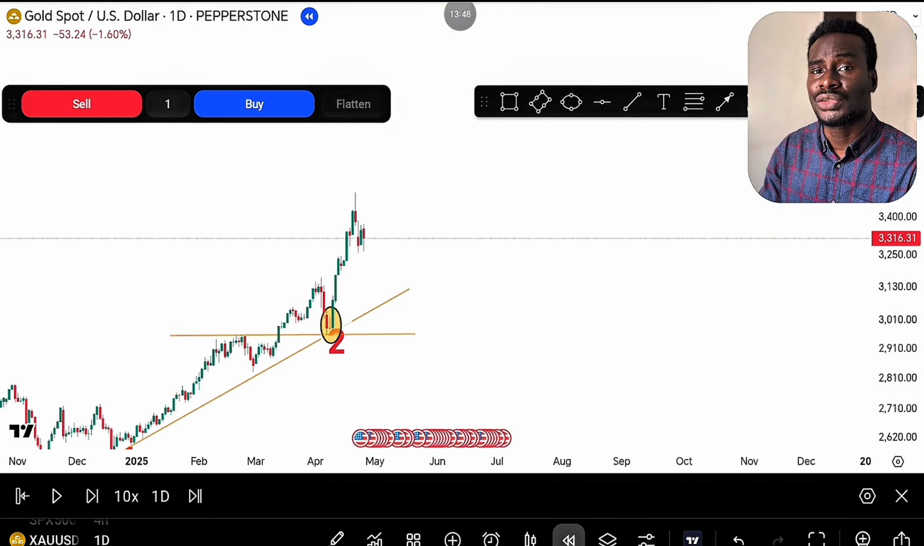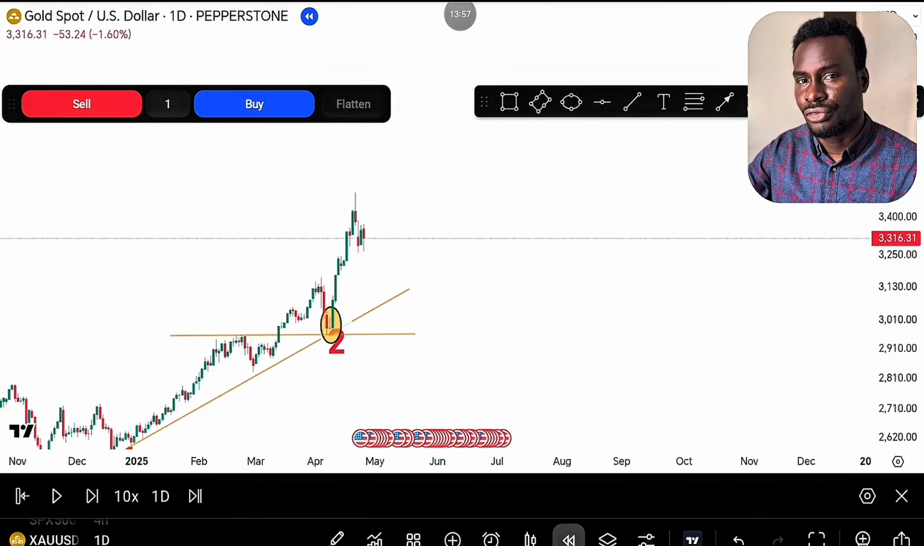And whenever you are having a linear trend line, please do not rely on them. Wait for price to actually use zones, use market structure to determine your continuity for that particular bias or trend.